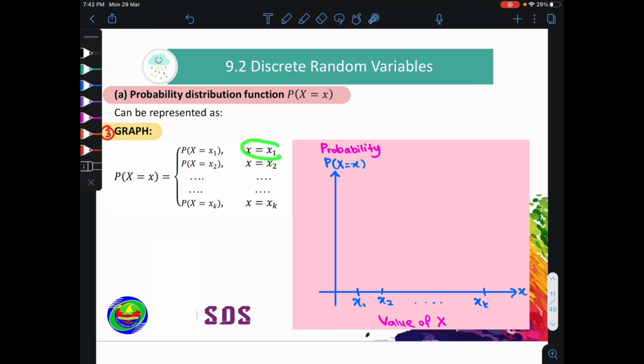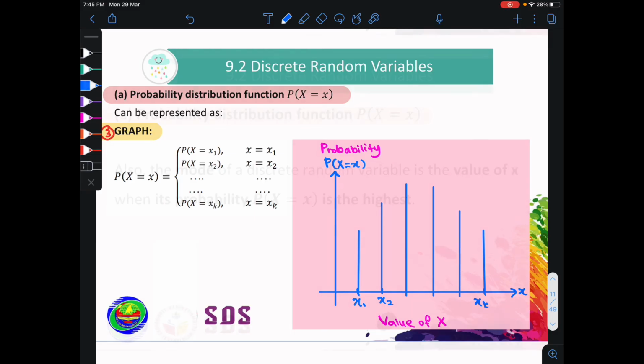Say for example, when X equal to x1, the probability is P(X = x1), and let's say P(X = x1) is here. So what you're gonna do is that you're just gonna draw a straight line at X equal to x1 until it reaches P(X = x1). When X equal to x2, the probability is P(X = x2). Say for example, P(X = x2) is somewhere here. Therefore, you're gonna draw a straight line going up until it reaches P(X = x2). Repeat the same process for the rest of the probabilities. Hence, your graph will look something like this.